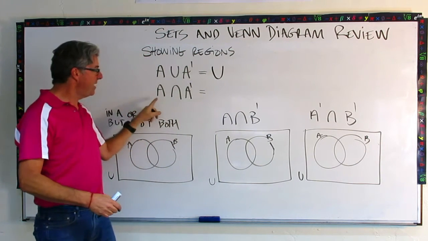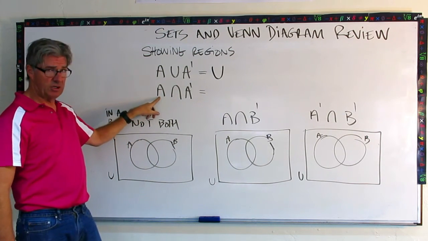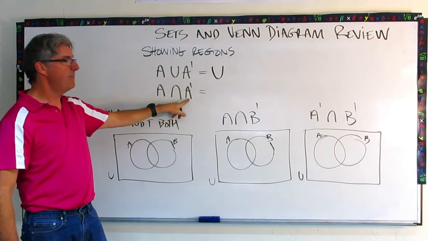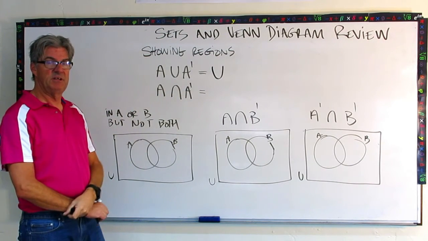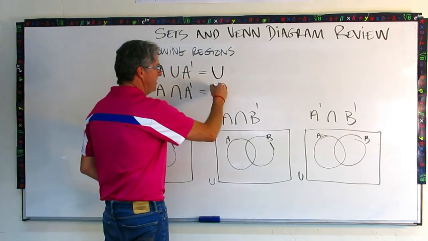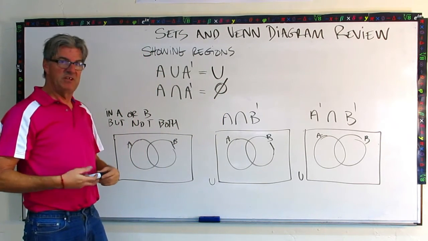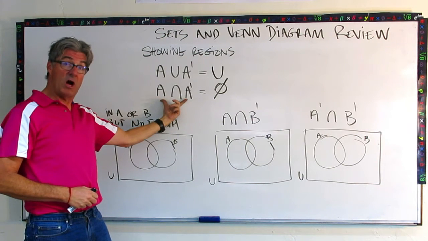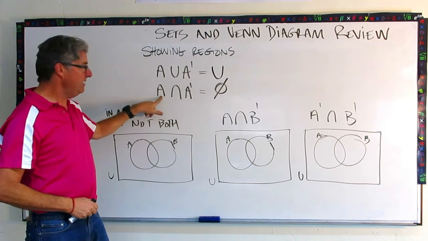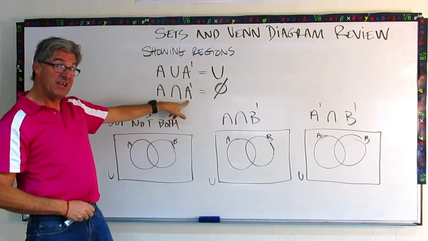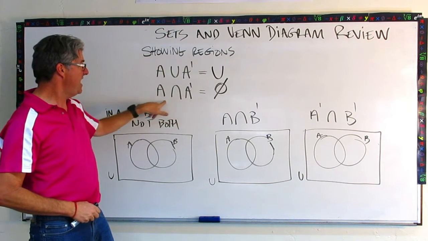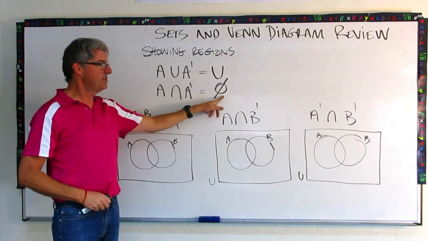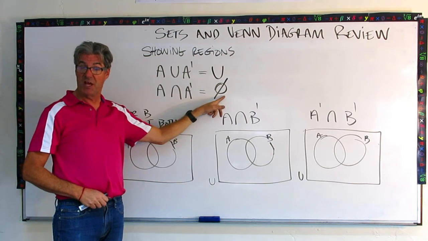Okay? Now think about this one. What's the intersection between A and the complement of A? If you got the null set, you're right, because by definition, these two sets contain no common elements. The complement of A is everything else in U that's not in A. So the intersection of these two is always going to be the empty set or the null set.